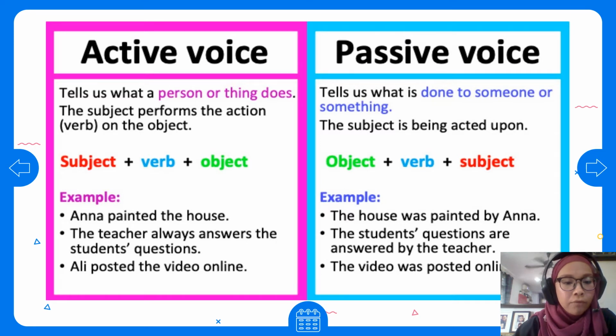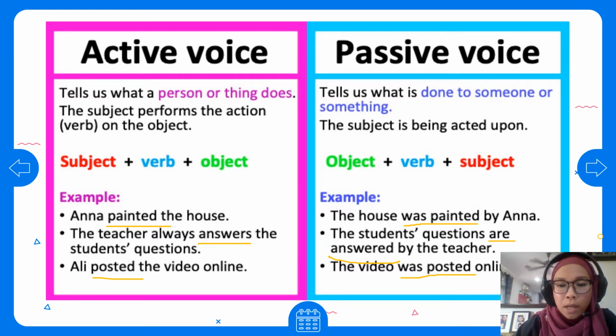Okay, a few more examples. This is active voice. Anna painted the house. The teacher always answers the students' questions. Ali posted the video. This one is actually the verb. Verb is kata kerja. As you can see, when it changes to passive voice, it will become was painted, are answered, and also was posted.